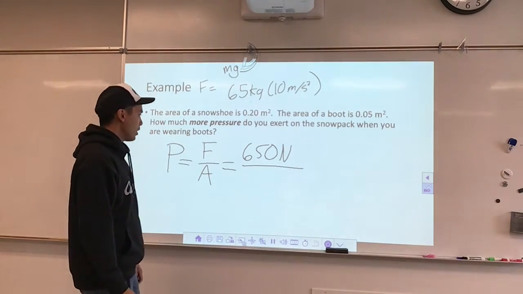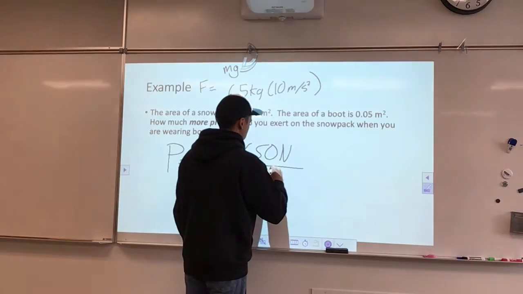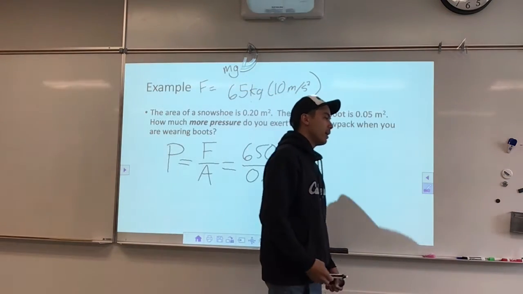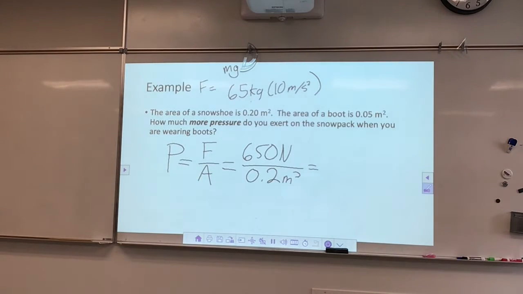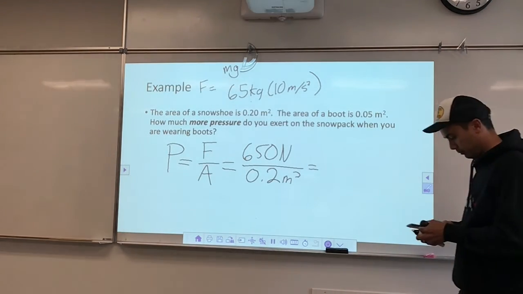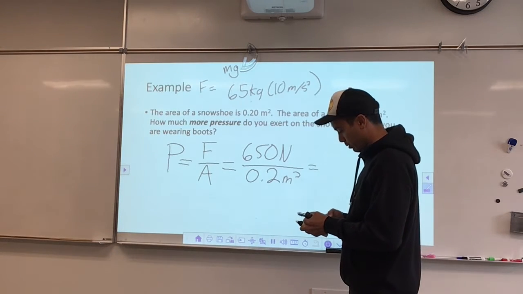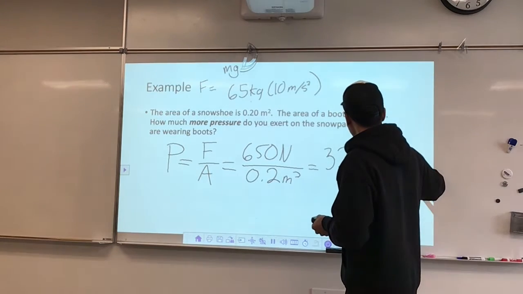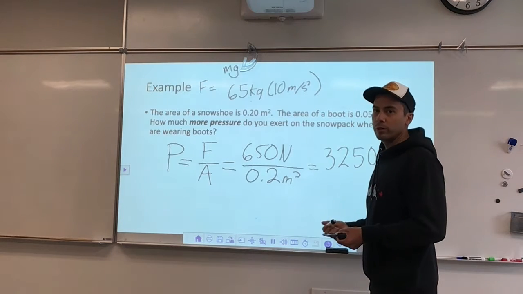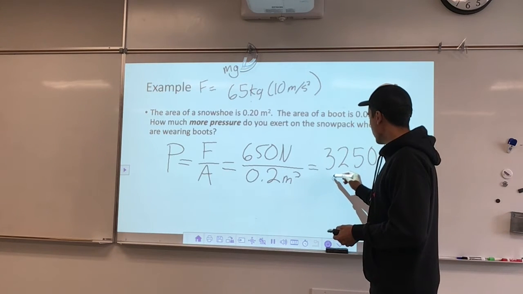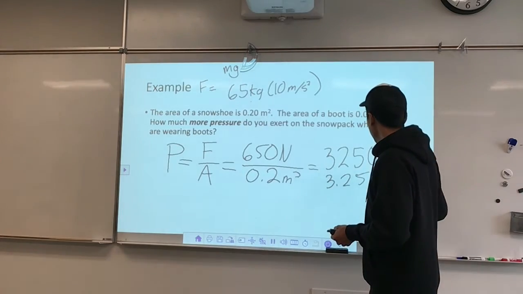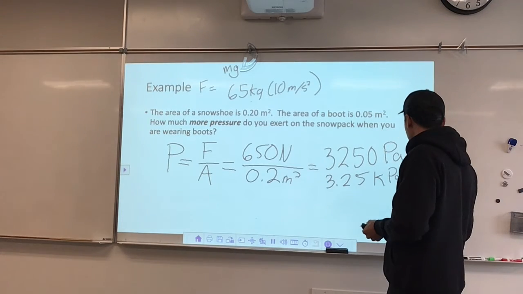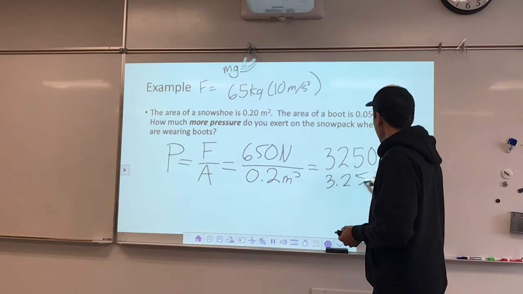The area, if I'm talking about snowshoes, is 0.2 meters squared. So to get my pressure, I'm going to go 650 divided by 0.2, which is 3250 pascals. If you really want to get fancy, you could divide by 1000 and get 3.25 kilopascals. That's another unit you might run into. But maybe I'll just leave it as pascals.